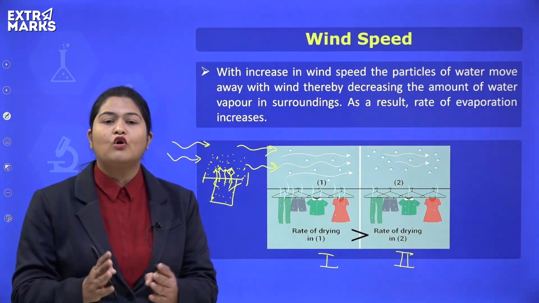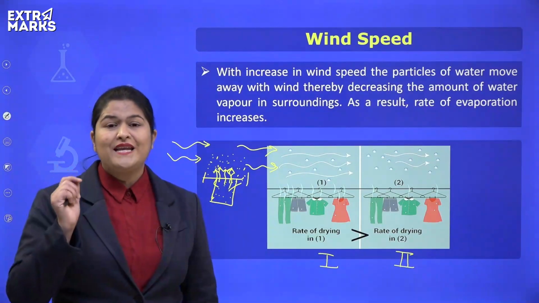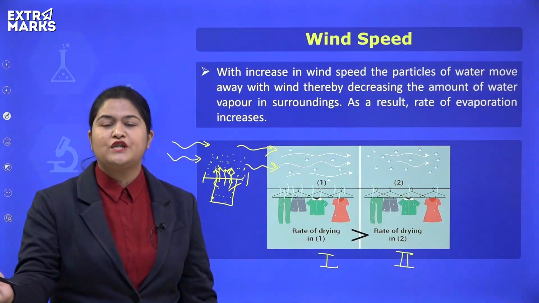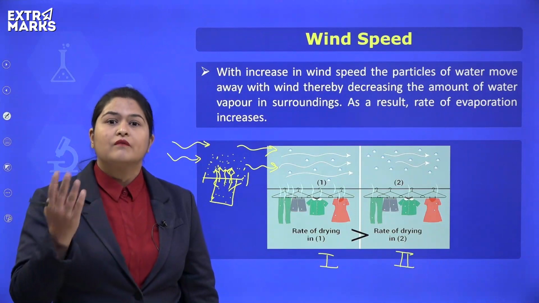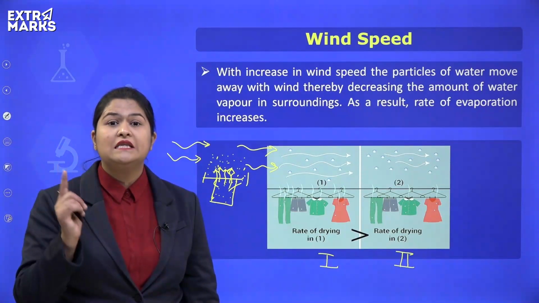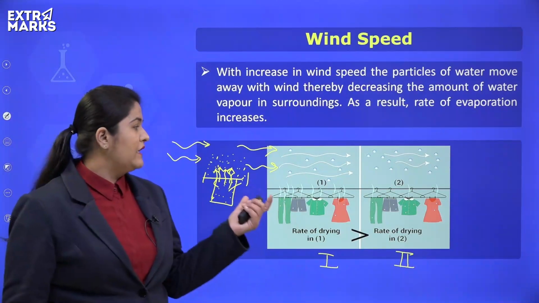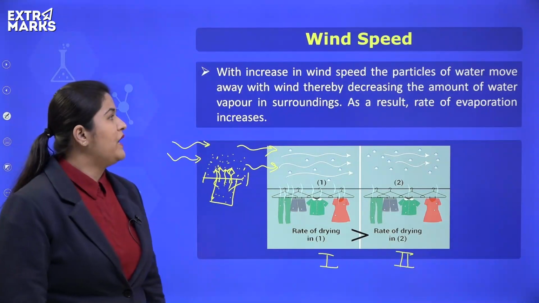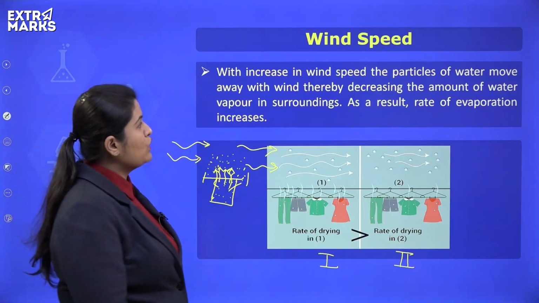Isn't it? Whenever we want to dry our clothes in the rainy season, what do we do? We bring them inside our room, we spread them on chairs and we switch on the fan. Why do we do that? We are increasing the wind speed, and that increases the rate of evaporation. So, with the increase in wind speed, the rate of evaporation also increases.